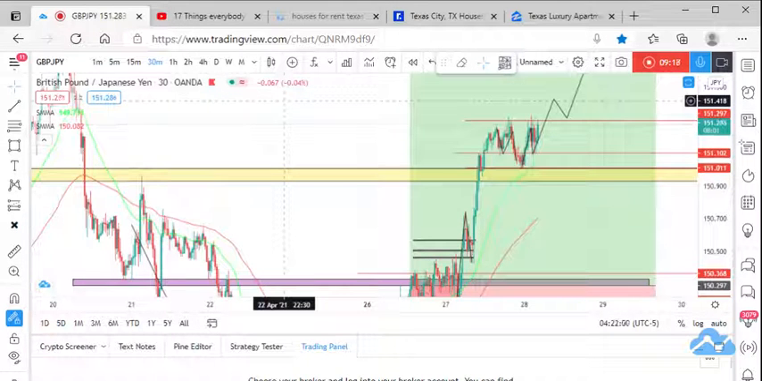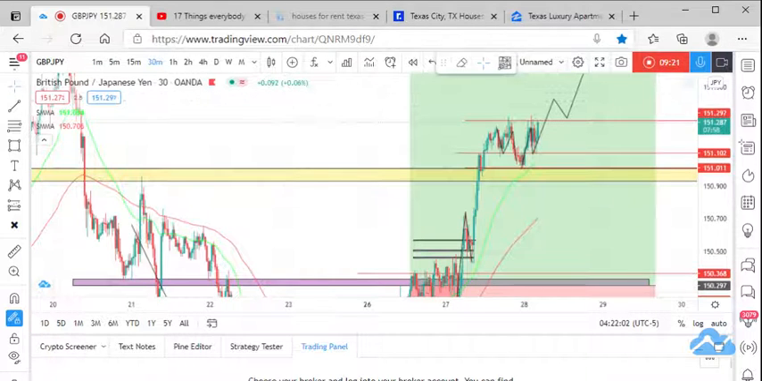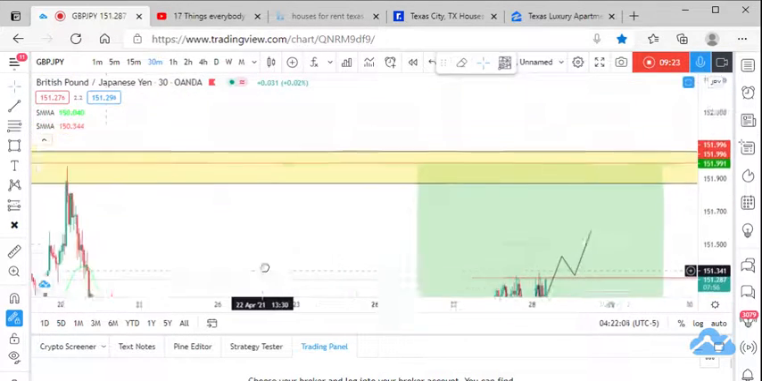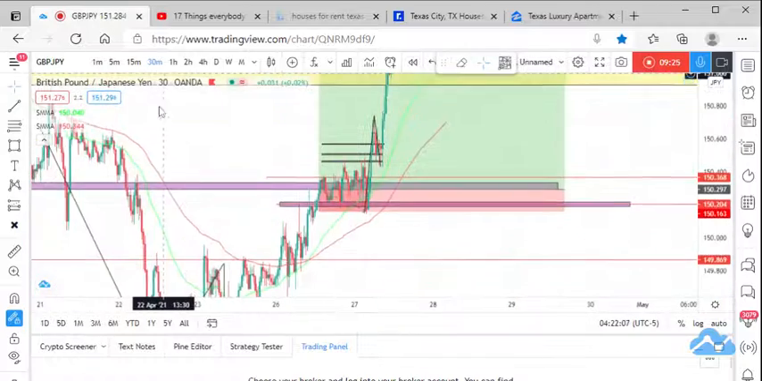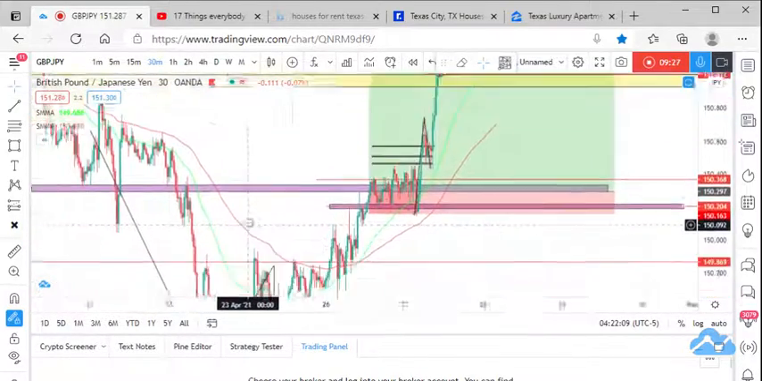Alright, I'm up a decent amount. I'm up something decent. Price still going up. Yeah, it'll be decent. Alright. So that's just it's GJ.